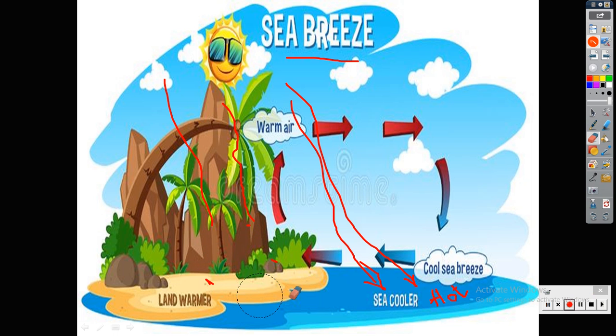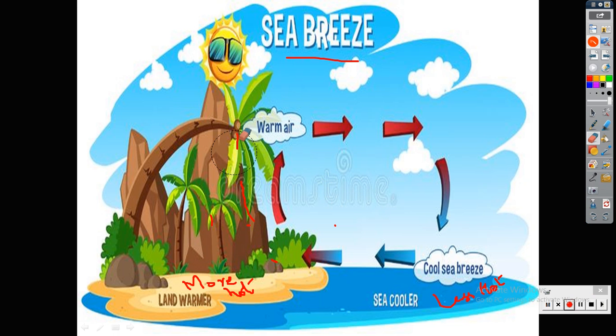Understood? So this land becomes hotter than the sea. So here it is more hot, more hotness, and the sea is getting hot at a slower speed, so it becomes less hot.